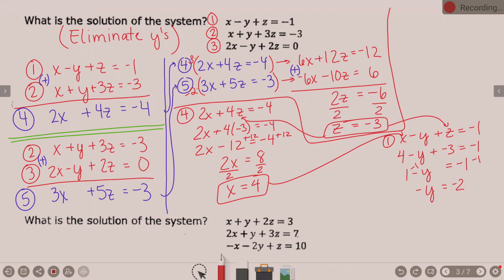How do I deal with a negative y? You can multiply or divide by negative 1, and y becomes positive 2. Okay. Final answer: 4, 2, negative 3.